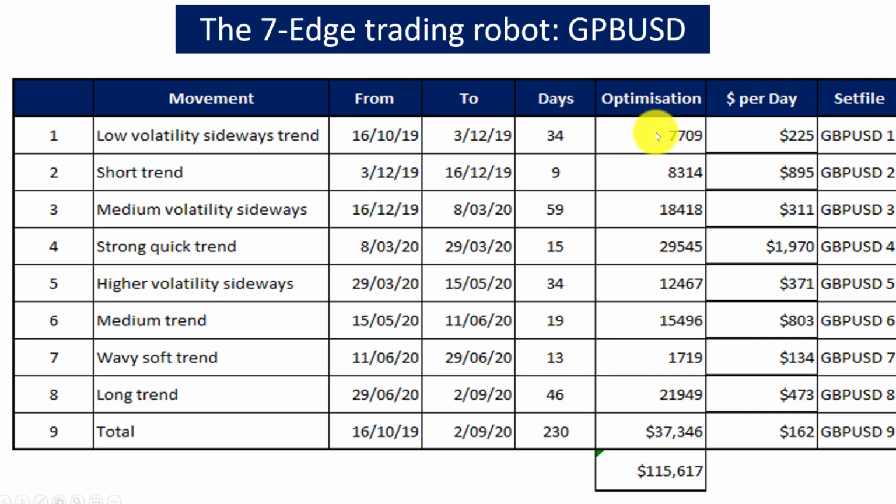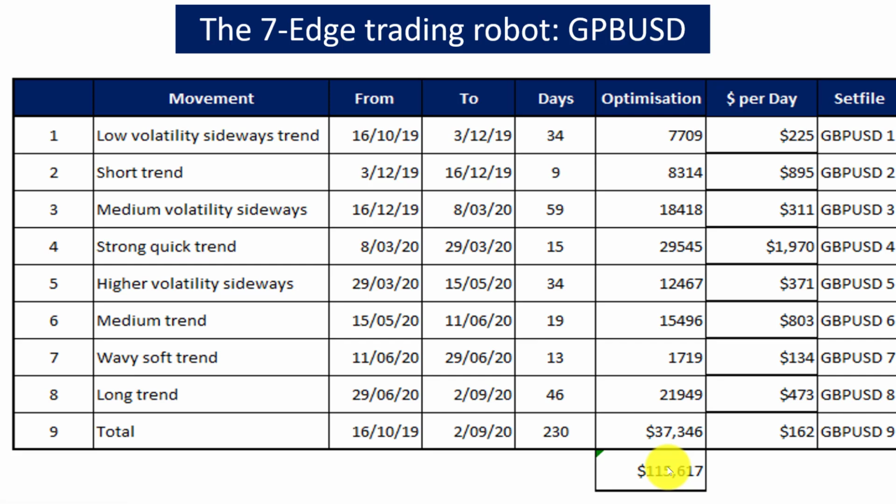So we went away and we optimized. We found settings that work in a low volatility market. We found all those, and you can see how the optimizations came out. Very, very good results, and the overall result throughout the whole year is 37,000.